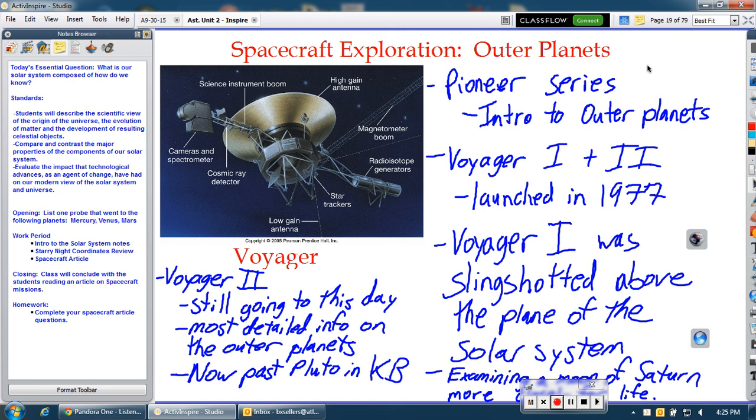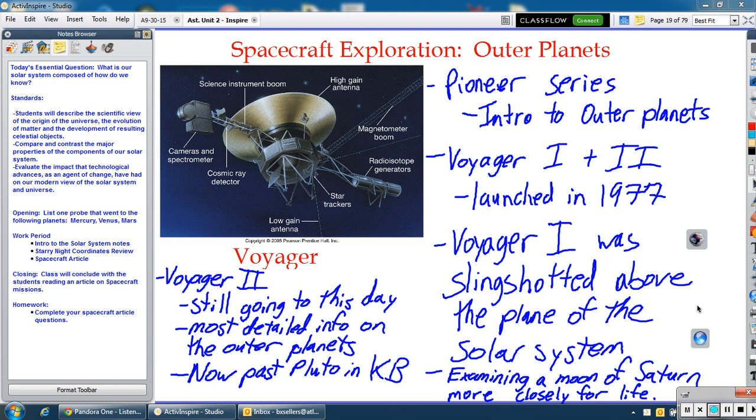Spacecraft exploration in the outer planets was a little more tricky just because of the celestial mechanics behind it. So the Pioneer series was launched to the outer planets just to get the feel of how these probes were going to handle in deep space. They basically laid the path for the Voyager 1 and 2, which were a tandem pair launched in '77. They explored the outer reaches of the solar system. Both of them still alive today.